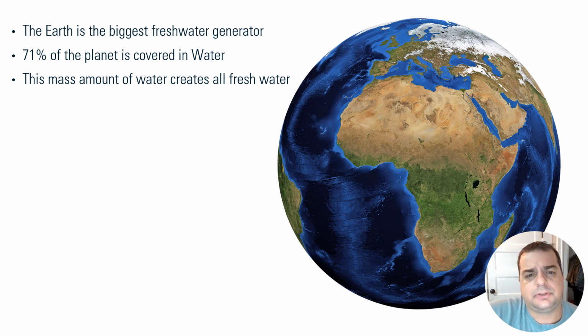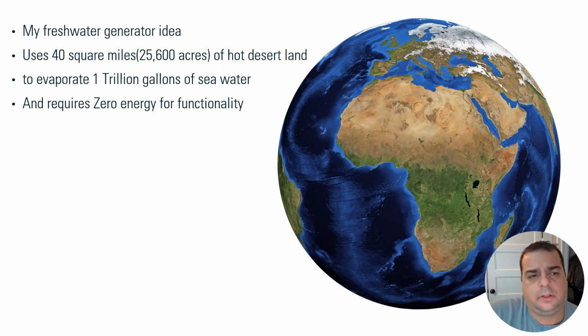And the Earth is the biggest freshwater generator due to it being covered. 71% of the planet is covered in water, and this mass amount of water that's covered Earth is just constantly evaporating throughout the year, and that's where all the rainwater comes from. So my freshwater generator idea uses 40 square miles of hot desert land to evaporate 1 trillion gallons of seawater and requires zero energy for functionality.